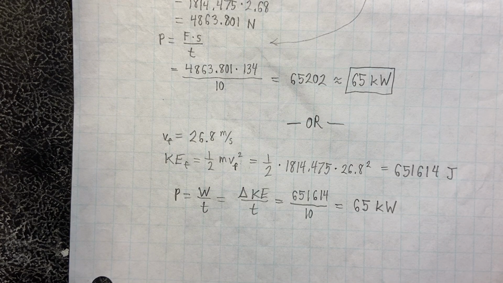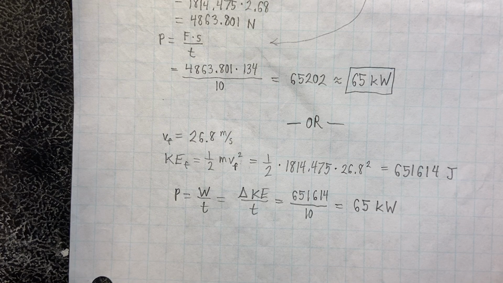Okay, so the other way to look at it is this. The final velocity after the acceleration is finished is 26.8 meters per second. Now, that means there's a certain kinetic energy. That kinetic energy is 1/2 mv squared, giving us 651,614 joules. Okay? And then we do work over time and find that it's 65 kilowatts.